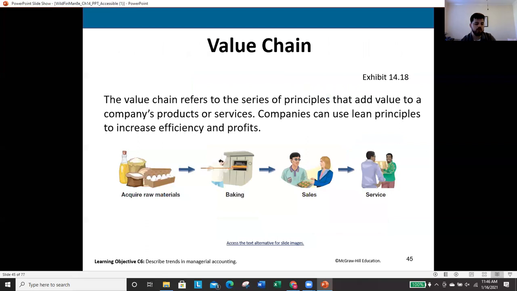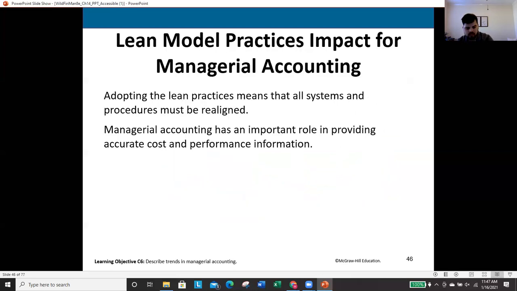Next, we want to look at what's called value chain analysis. We're really just trying to make sure that everything involved in this production process is actually adding value to the product and to our customer's experience. If we find something in here that is not actually useful, then we want to excise it, cut it out and remove that piece.